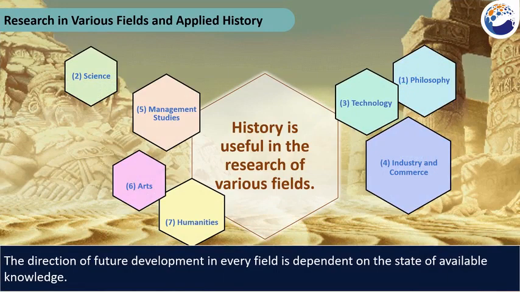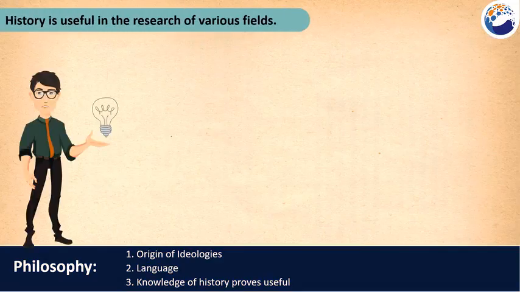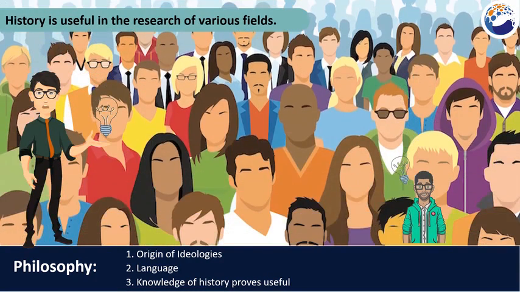History is useful in the research of various fields. For example: 1. Philosophy, 2. Science, 3. Technology, 4. Industry and commerce, 5. Management studies, 6. Arts, 7. Humanities. Let's see how history is useful in the research of various fields mentioned above.